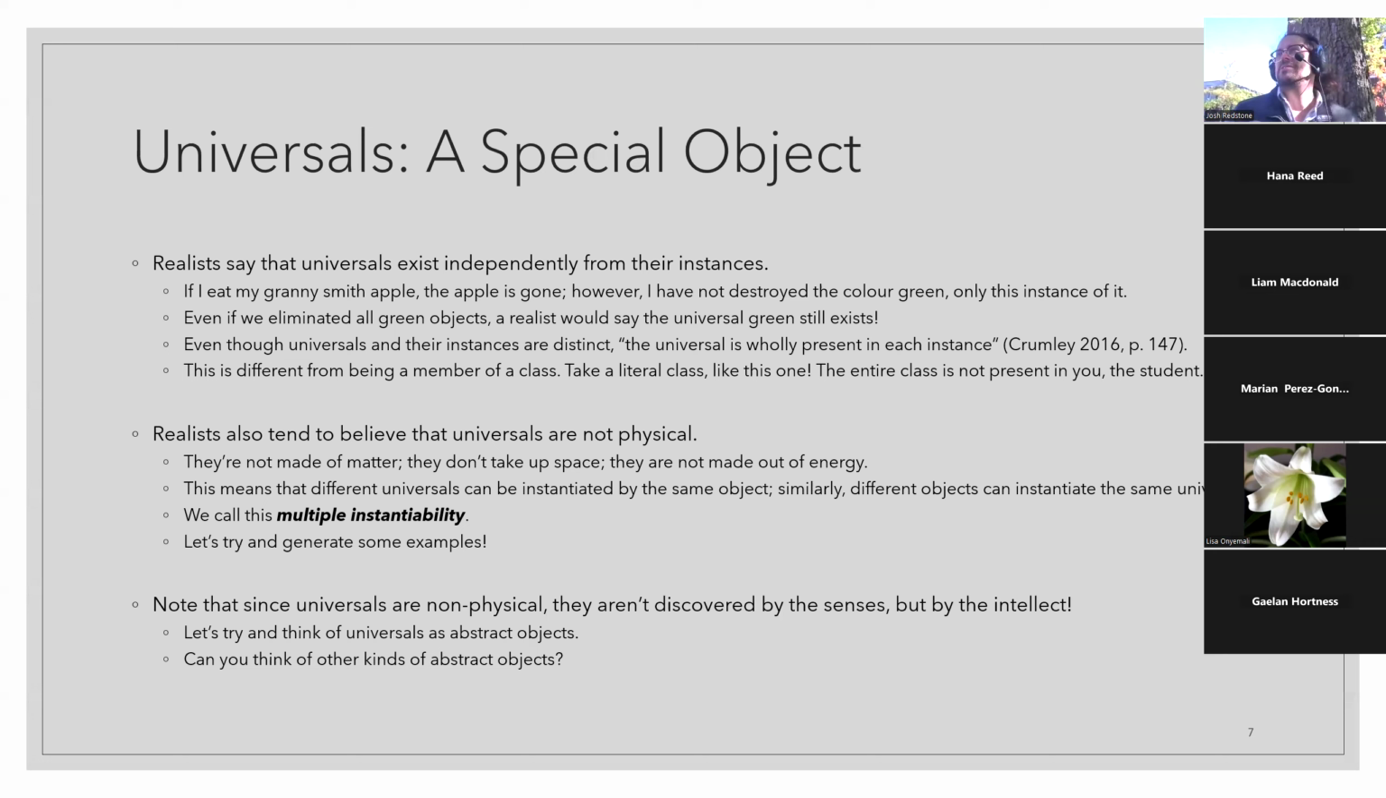But remember, multiple instantiability also refers to the idea that different objects can instantiate the same property. So I could be thirsty and you could also be thirsty, right? And abstracts. Okay, so that's a good example. And abstracts are non-physical, so we don't actually discover them by the senses if you're a realist.